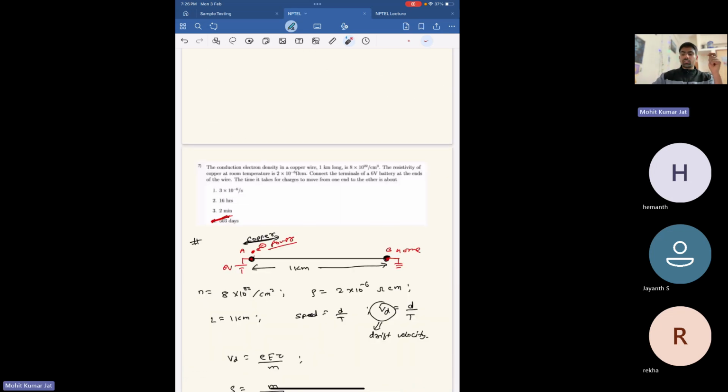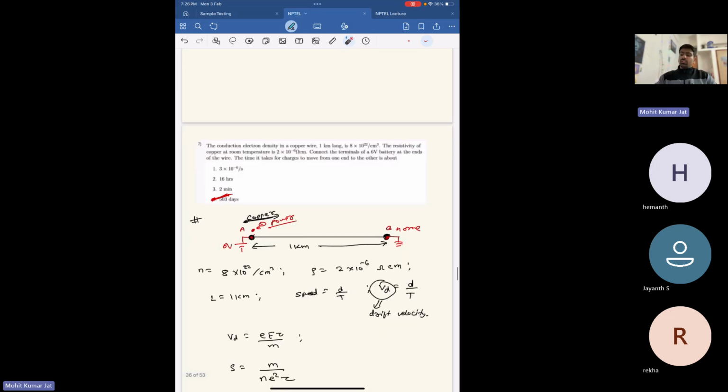In the next question, we discuss the conduction electron density in a copper wire. It's a 1 kilometer long wire from end A to end B. The potential difference applied is 6 volt. The electron starts moving from A to B, and the question asks what the time taken by the electron to move from A to B is, and the time which we extracted is around 503 days.